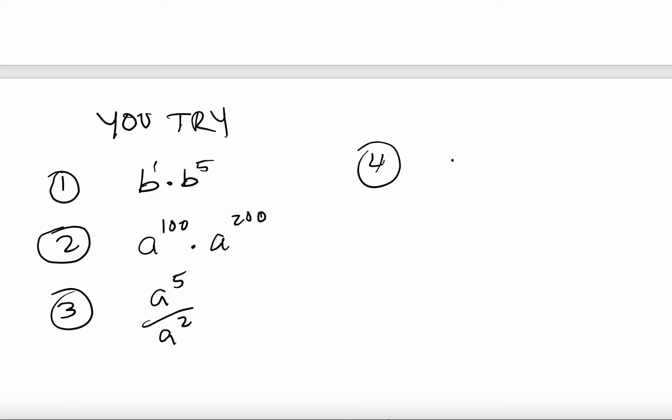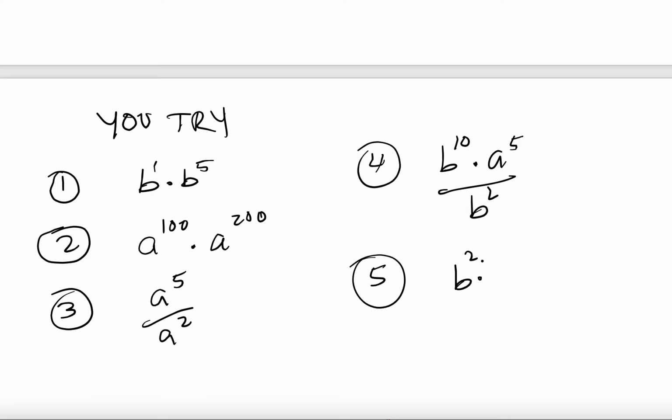Give this one also a try. b to the 10th power times a to the fifth power over b to the second power. And finally, a challenging one, b to the third power, to the second power times b to the third power times a to the fifth power over a to the first power. Okay, so give those a try.